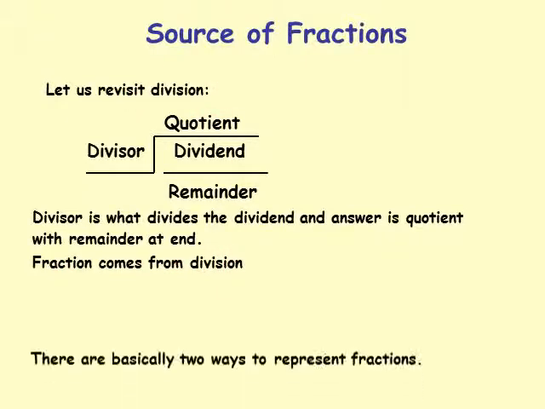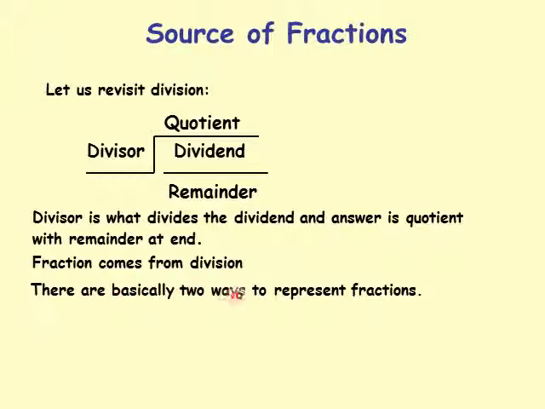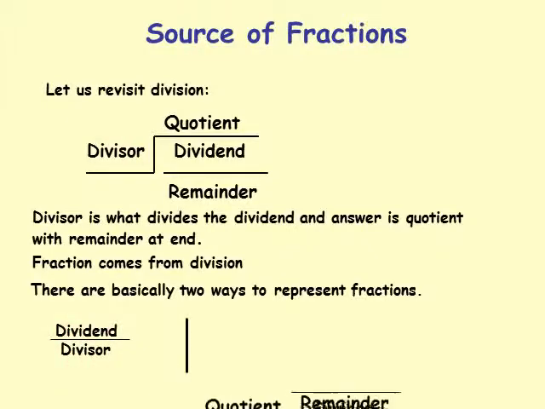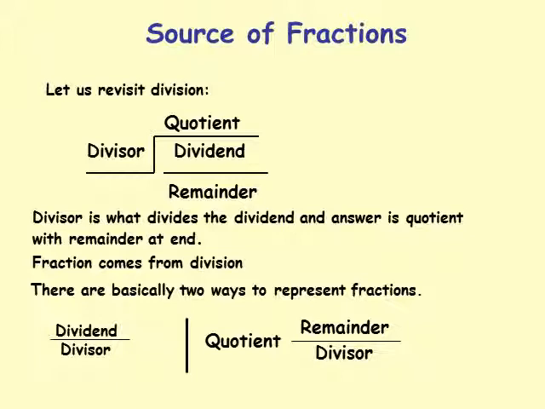Okay, let's see what I mean by that. There are basically two ways to represent a fraction. Either you say dividend by divisor, meaning we are going to divide that dividend by the divisor, we say dividend divided by divisor. Or we say it like this: we have already divided, so we have the quotient, the divisor, the remainder, and the dividend.